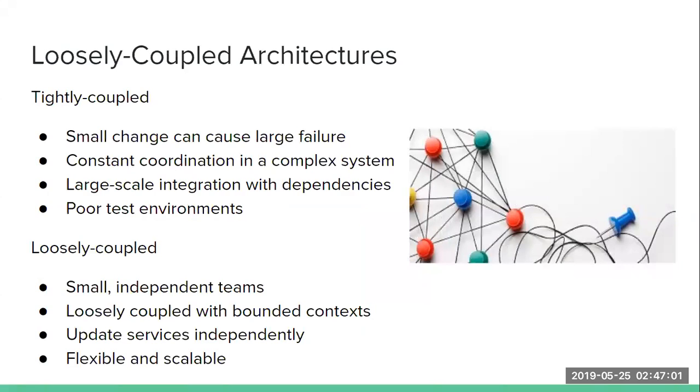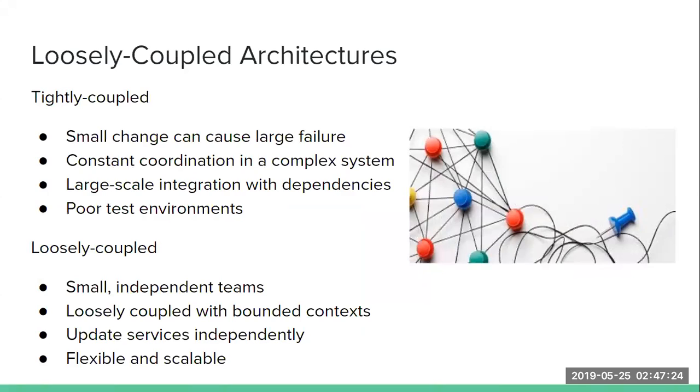Next, we'll talk about the advantages of loosely coupled architecture and how it compares to tightly coupled architecture. When tightly coupled architecture is used, small changes made within the system can cause large failures, creating an undesired outcome where people must constantly coordinate through complex organizations. Everything within the system is highly reliant on other parts of the system.